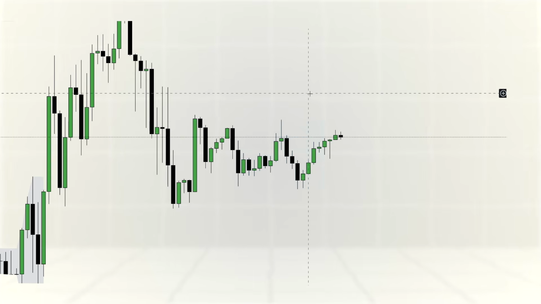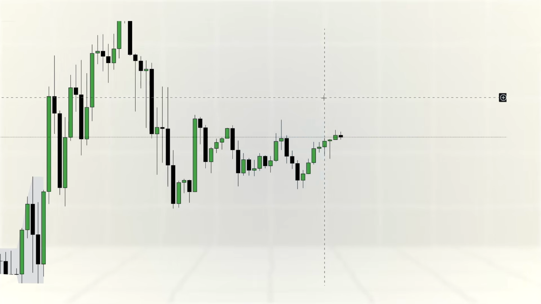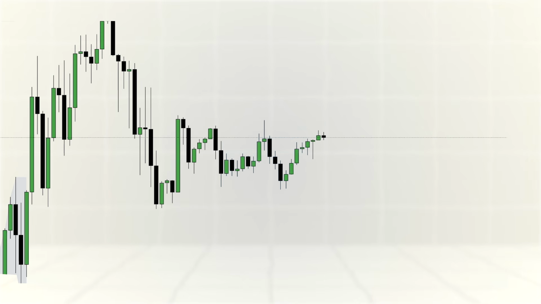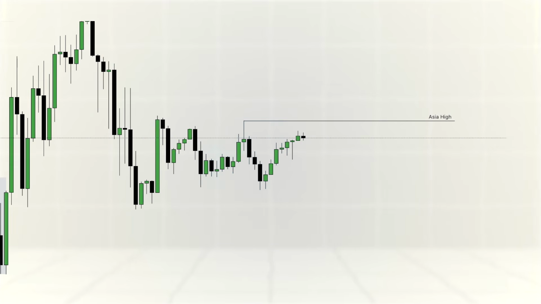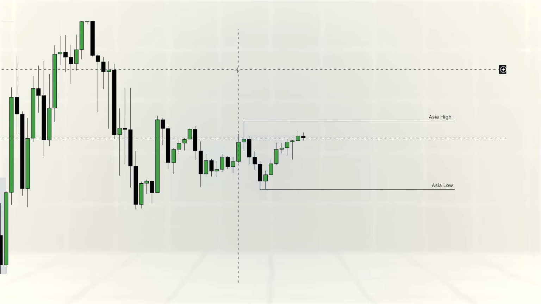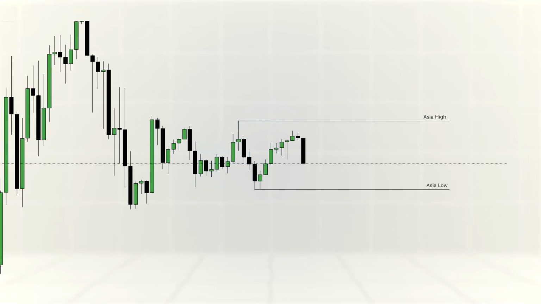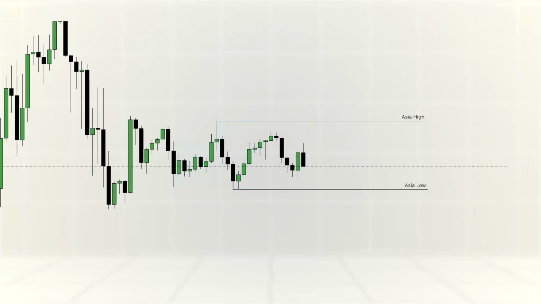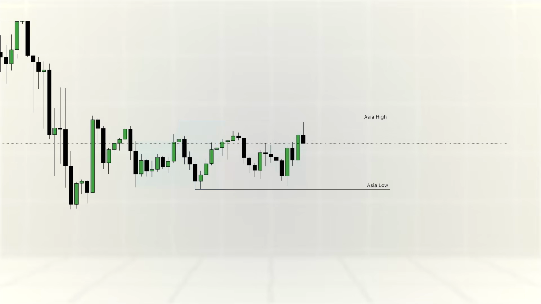What do we see? Right here, we have the Asian session. We can clearly see the Asian session running from 8 p.m. New York time to midnight New York time, which is UTC-4. What do we do first? We mark out the Asian high. I'll go ahead and mark the Asian high here. That level represents our Asian high. Next, we mark out the Asian low. Over here is our Asian low, and that completes the Asian range.